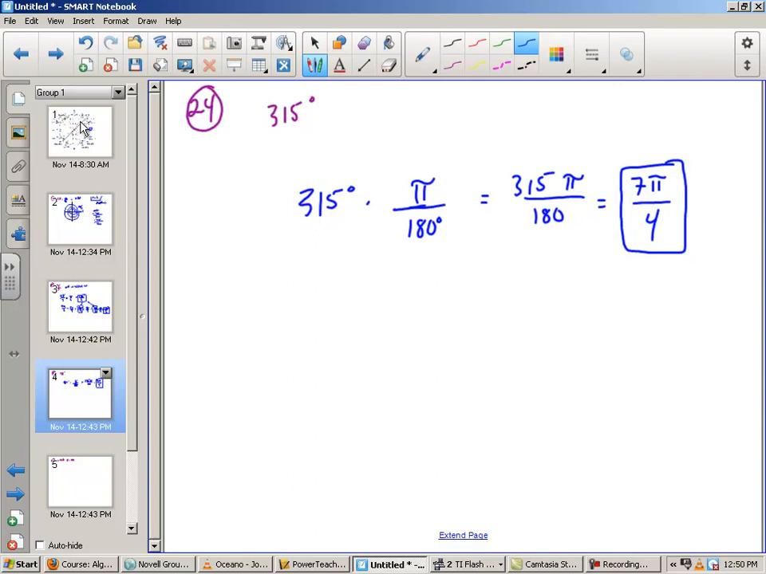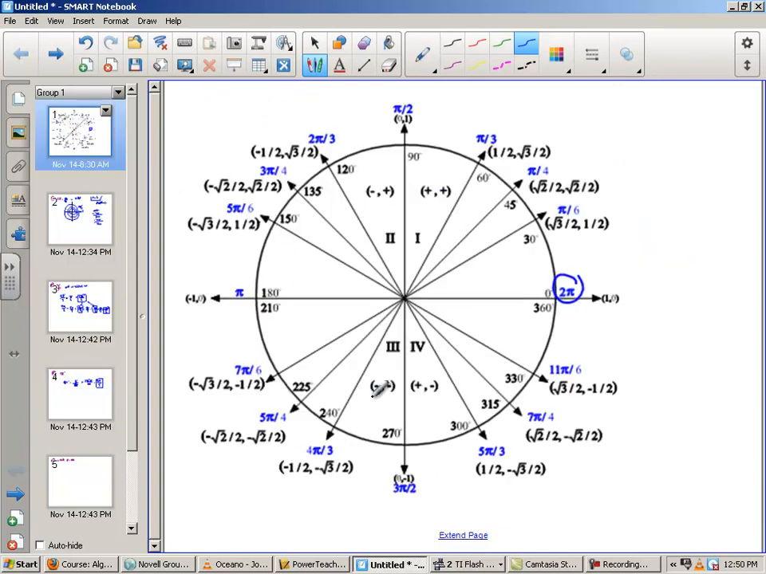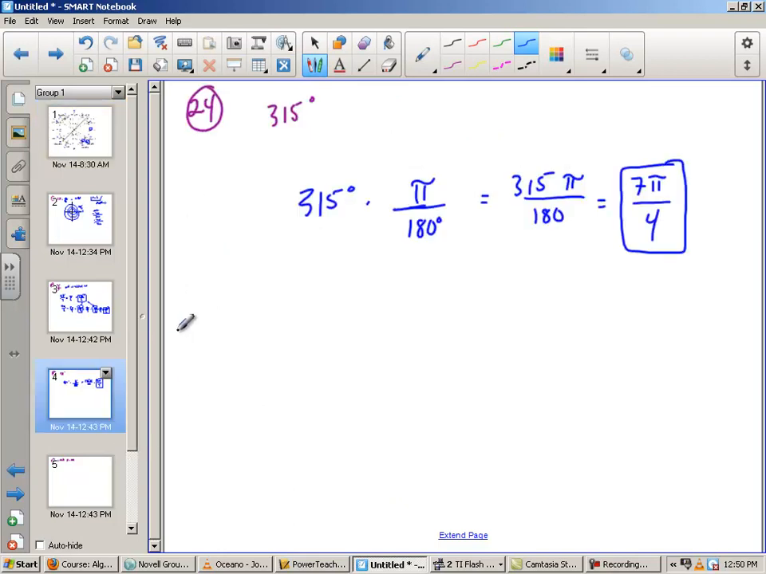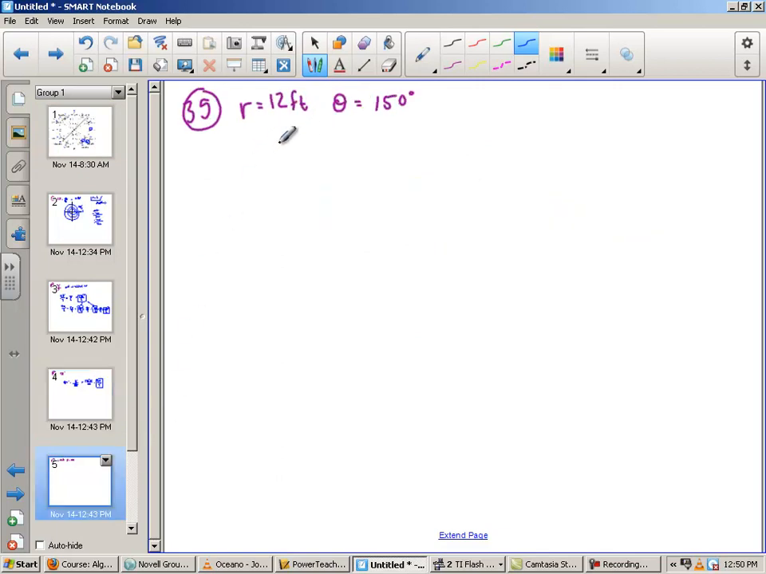I know this is not a hard process, but watch what happens if I look back at the unit circle. There's 315 degrees. There's 7 pi over 4. The conversions for some of these have already been done. So it's never a bad idea to take a peek at that circle you have and see if you already know its value.